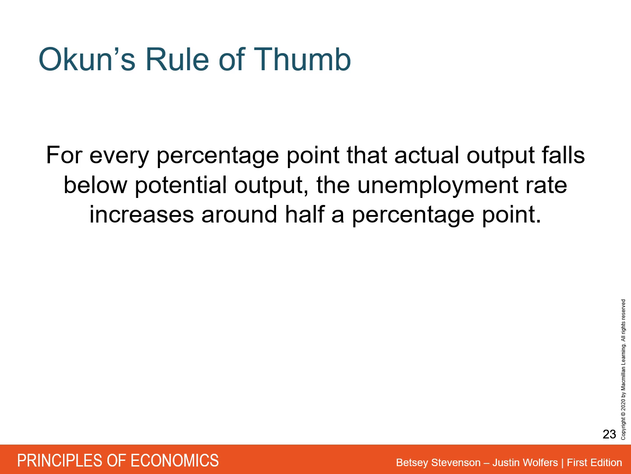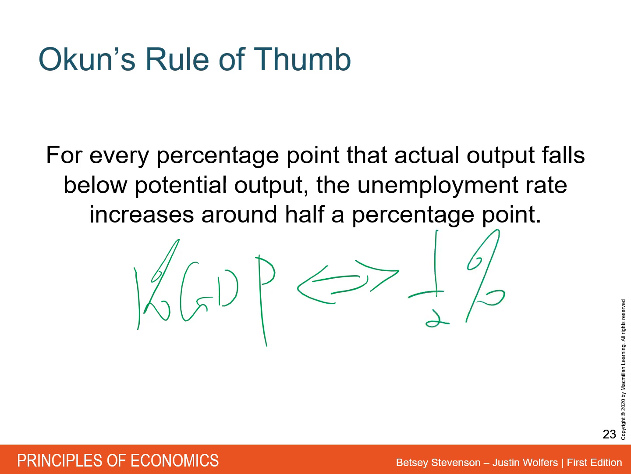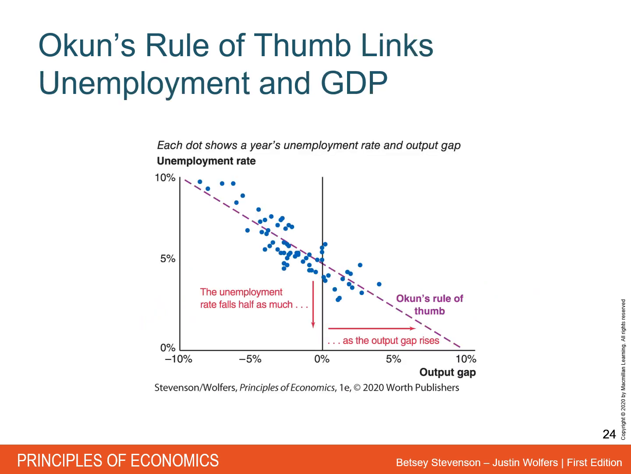All right, so also known as Okun's rule of thumb. So this is a very simple rule. It says for every 1% decrease in our GDP, we're going to see a half-point change in our unemployment rate, right? So 1% in GDP would be equivalent to, or lead to, a half percent change in the unemployment rate.